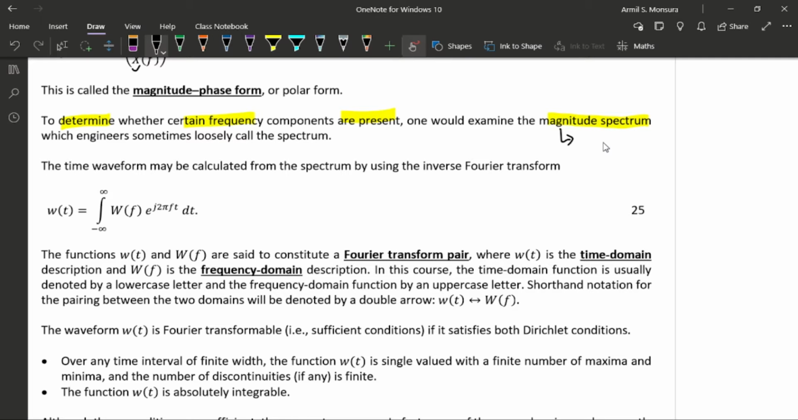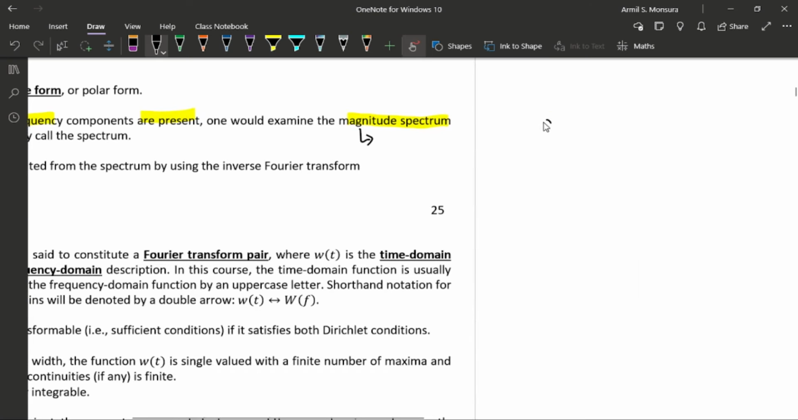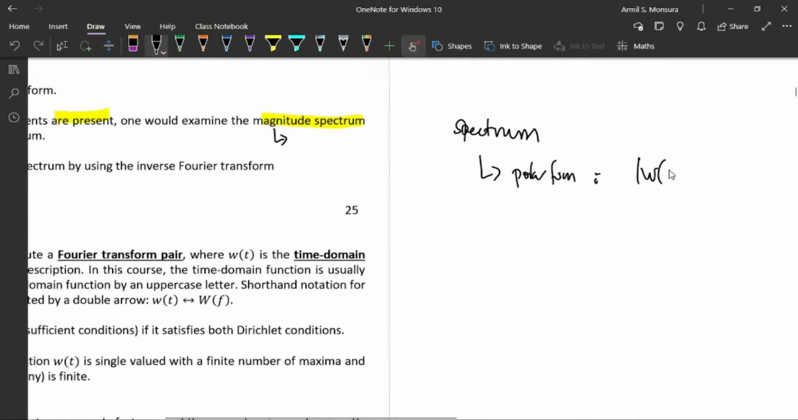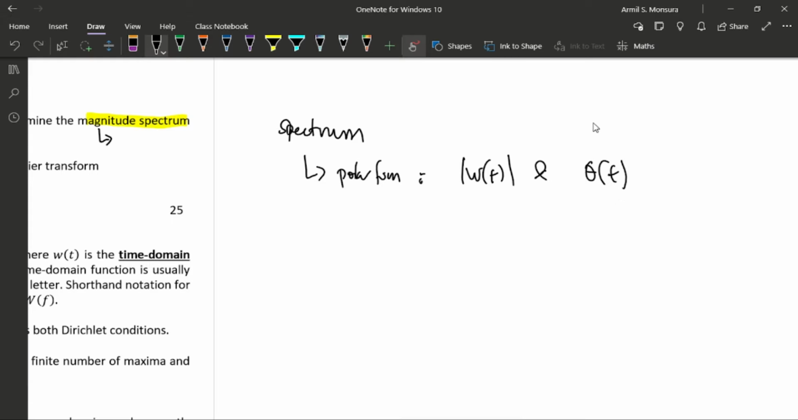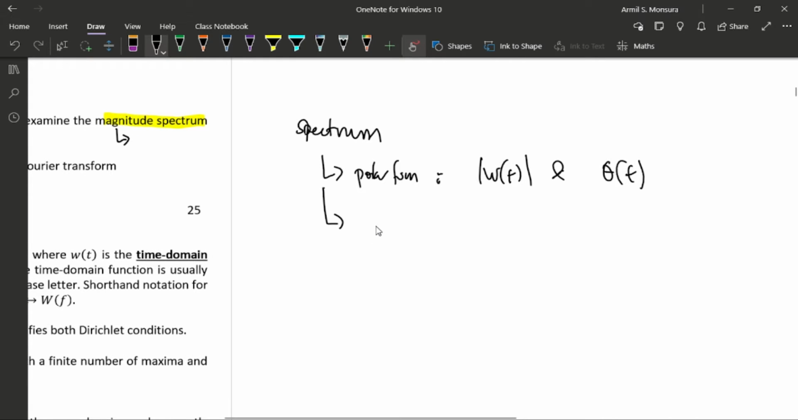Okay. So when I say spectrum, it actually refers to everything. Your spectrum may actually refer to the spectrum in polar form, which gives your magnitude spectrum and your phase spectrum. Or the spectrum that I am referring to may also be the spectrum in quadrature form, which gives the spectrum in its real components and imaginary components.